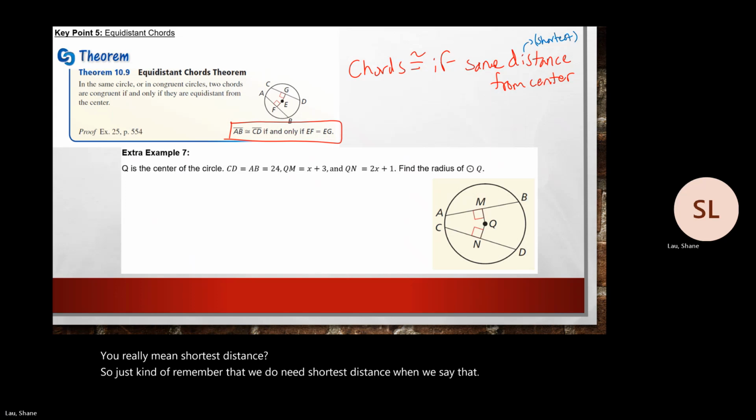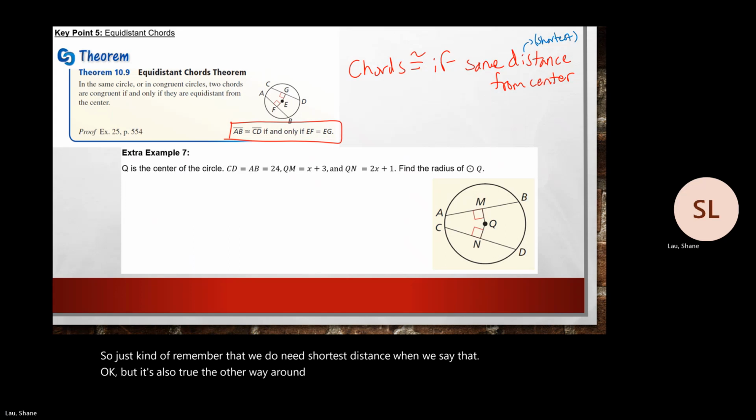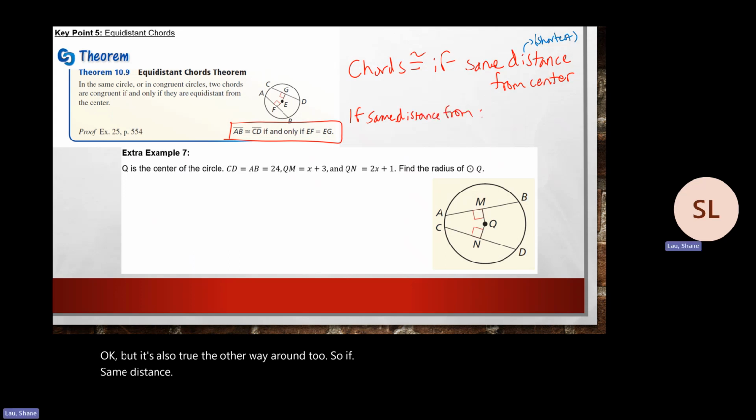But then it's also true the other way around too. So if chords are the same distance from the center, they are congruent. They both kind of work the same way.